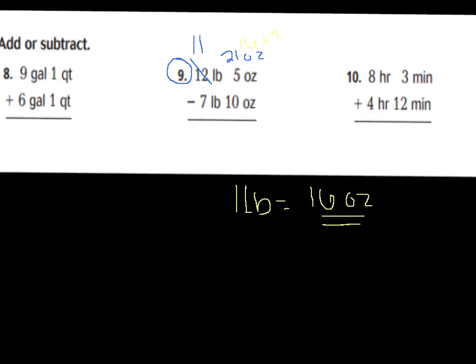So now I have 21 ounces minus 10 ounces. I can do that. 21 minus 10 would be 11 ounces. So I have 11 ounces here. Now I can say 11 pounds minus 7 pounds is 4 pounds. So my final answer would be 4 pounds, 11 ounces. Now, if you want, you can try numbers 8 and 10 for extra practice, but you don't have to. Make sure that you circled number 9 for me because that's the one that we worked on together.